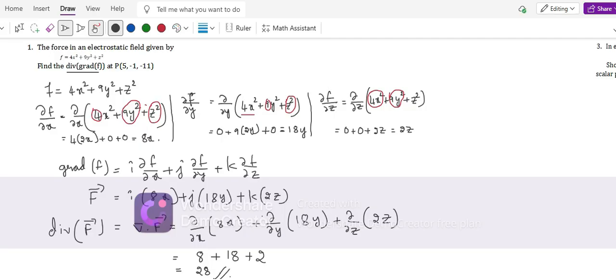Okay, so we got a number. So the divergence of the gradient of F is 28. Okay, at (5, -1, -11) also it is 28 because it is independent of x, y, z.